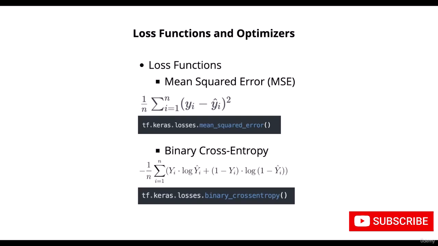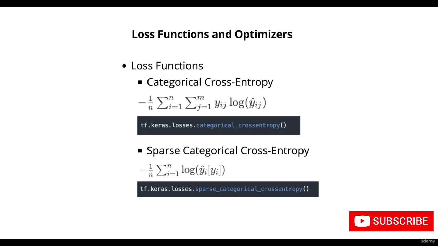Next one is binary cross entropy. It measures the binary classification loss between predicted probabilities and binary labels 0 or 1. Mathematically, binary cross entropy is represented by minus 1 over n, summation of i equal to 1 to n, of y_i times log of y_i predicted plus 1 minus y_i times log of 1 minus y_i predicted. TensorFlow usage is tf.keras.losses.BinaryCrossentropy.